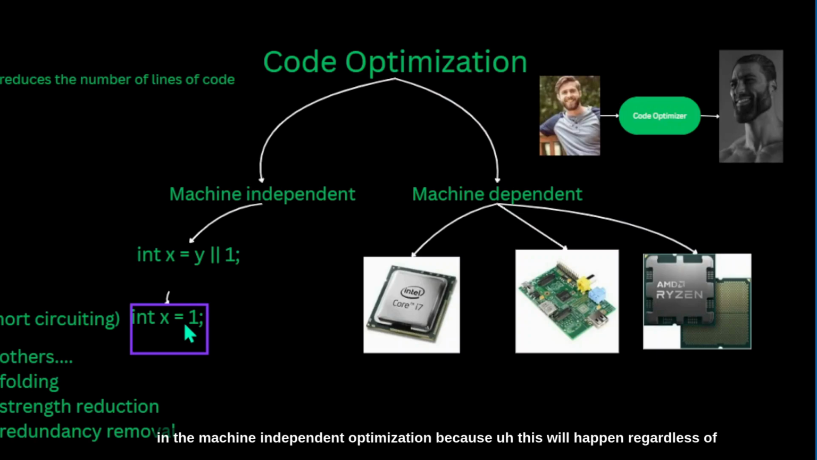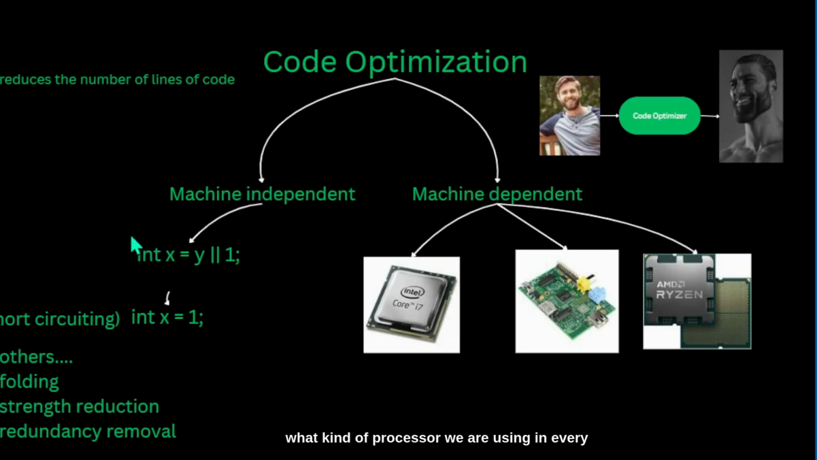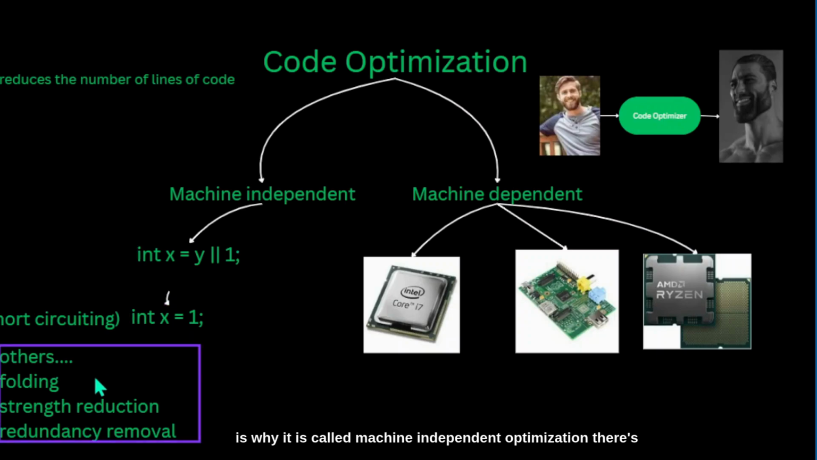This happens in the machine independent optimization, because this will happen regardless of what kind of processor we are using. In every kind of processor, doing this is an optimization. That is why it is called machine independent optimization. There are others like it, such as folding, strength reduction, redundancy removal. We'll study them in detail later.